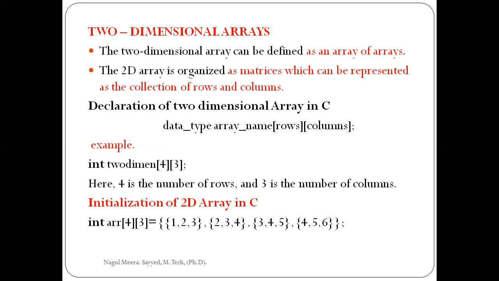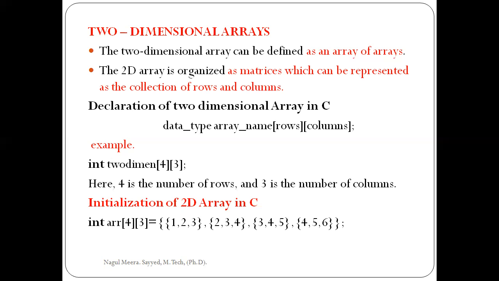Four rows, three columns. Those are all integer type. This is the simple example of how to declare a two-dimensional array. This example is the same as this declaration syntax. Simply int, that is the data type, space, two dimension is my array name, one subscript for rows, another subscript for columns. So 4, 3. 4 means 4 rows and 3 means 3 columns. Now this is the simple declaration of our two-dimensional array.